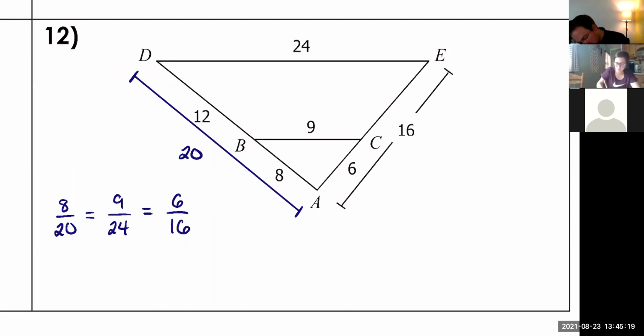Well, 8 over 20, take out a 4, you get 2 over 5. 9 over 24, you take out a 3, you get 3 over 8. Well, that's already not looking good. And 6 and 16, take out a 2, you get 3 over 8. So the last two work, but all three have to work. So this one's a big no.